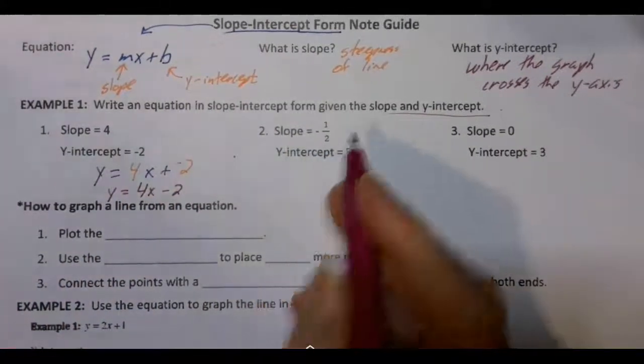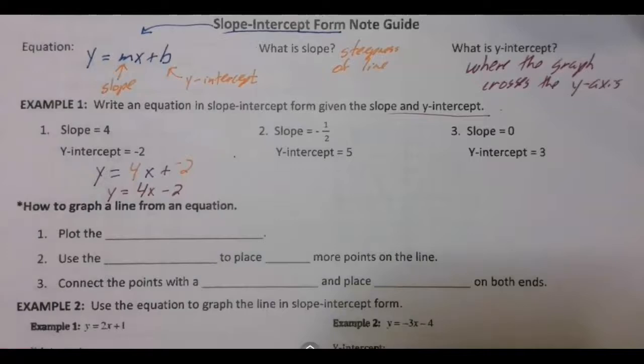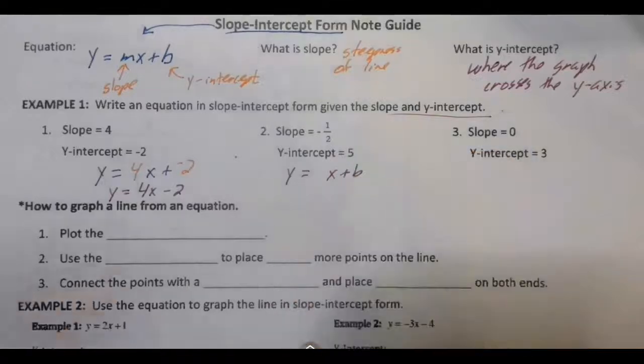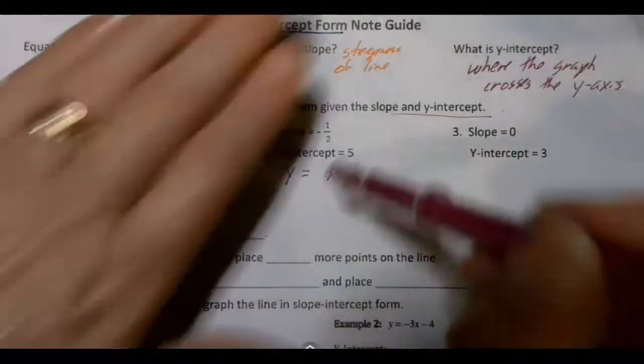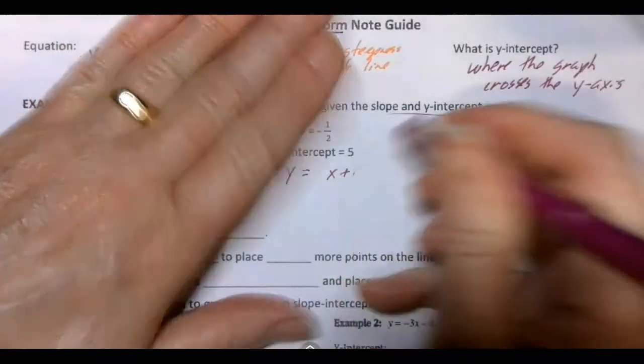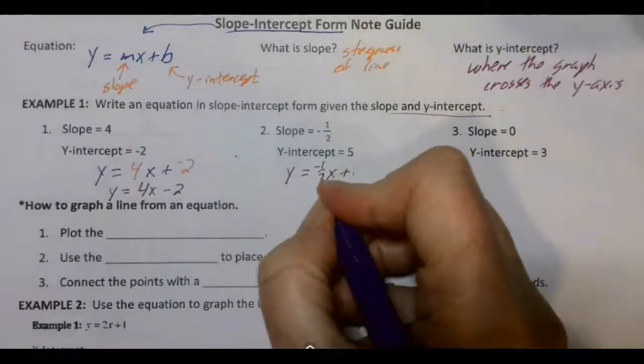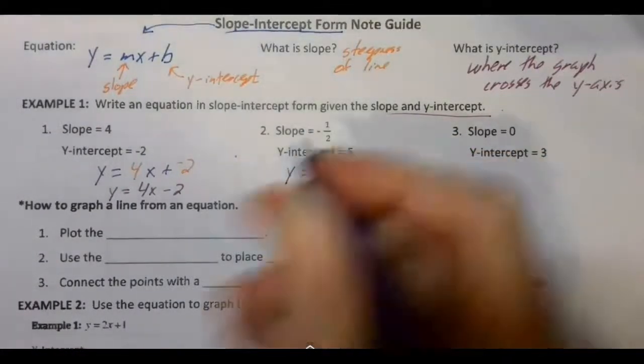Okay, same thing we're going to do with number 2. If you want to, pause the video right now, or do it while I'm talking. Write that equation in slope-intercept form. So we're going to plug in the slope and the y-intercept. So we have the slope is -1/2, and the y-intercept is 5.